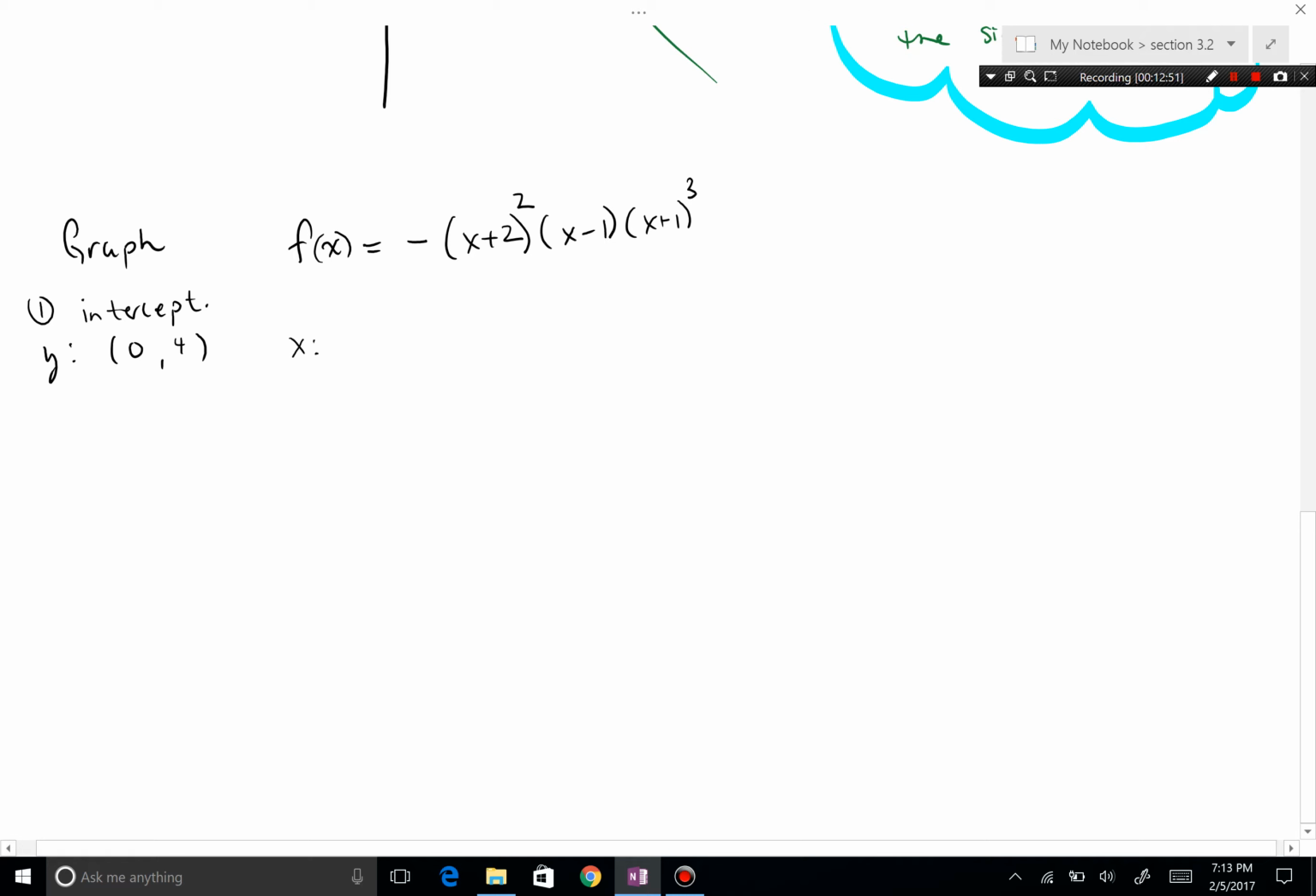Arithmetic reigns supreme, ladies and gentlemen. Now, if you set this equal to 0 and solve, because that's how you find your x-intercepts, what do you end up getting? You should see this is going to be negative 2. This is going to be 1. And then this is going to be negative 1. Now, here's something that's cool. What are the multiplicities on these? This one is multiplicity 2, 2 duplicates. This one's multiplicity 1. This one's multiplicity 3.